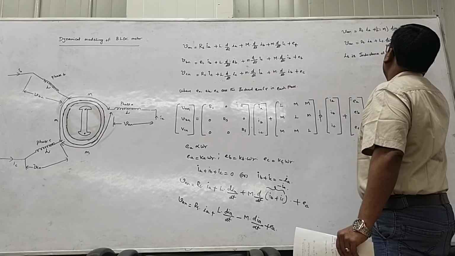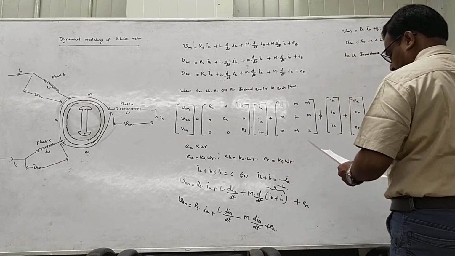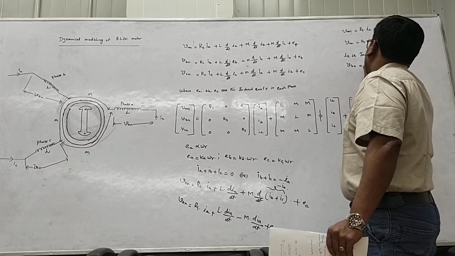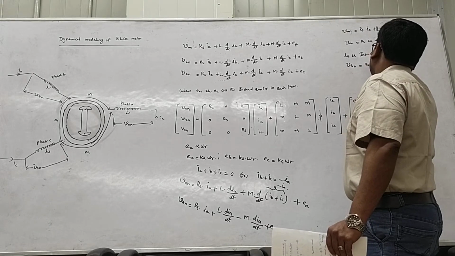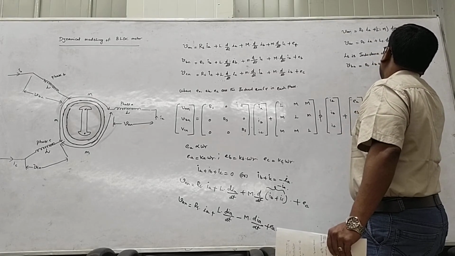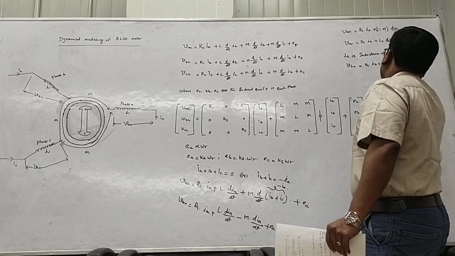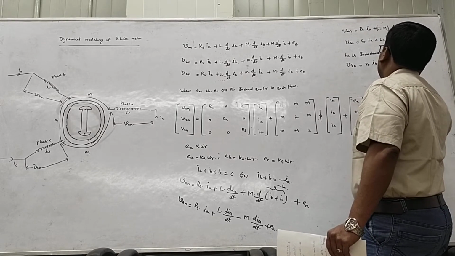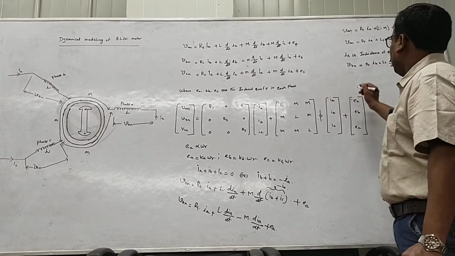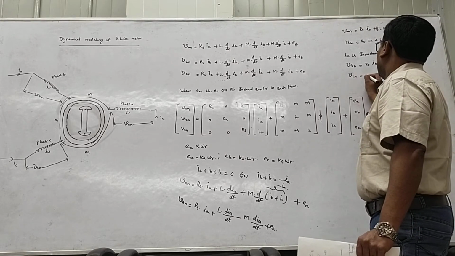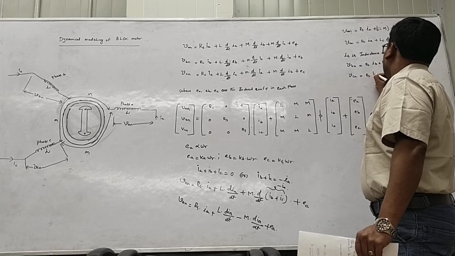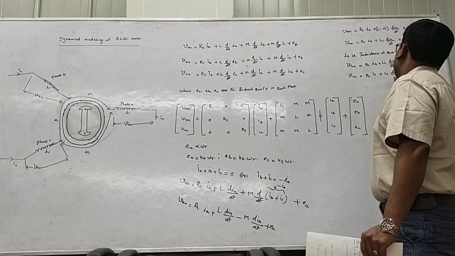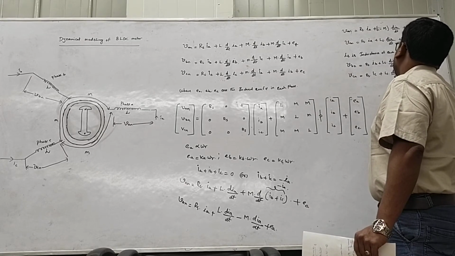In a similar fashion, VBN is equal to RS into IB plus Ls dIB by dt plus the induced EMF in phase B. And VCN is equal to RS into IC plus Ls dIC by dt plus EC.